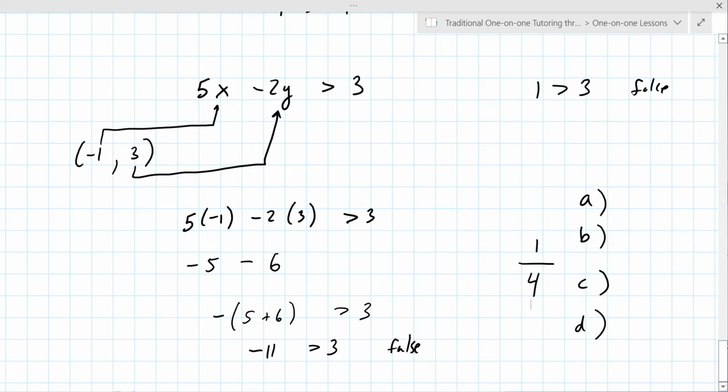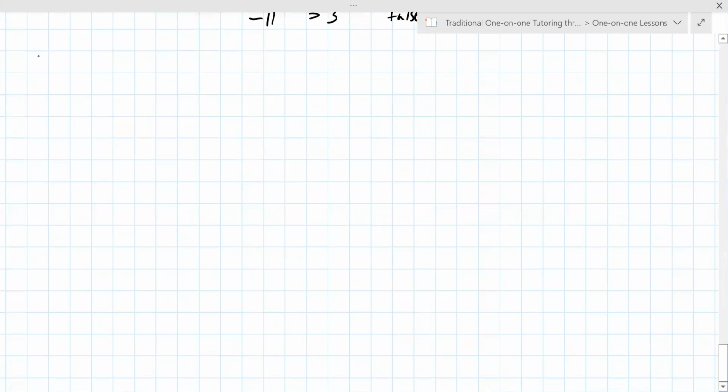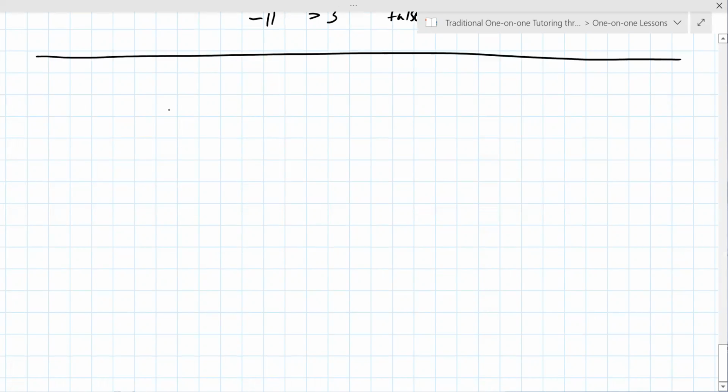Okay, so let's move on. Let's try another one here. Minus 2x plus 4y less than 6. Let's go with the ordered pair -1, comma 2. Yes. So give this one a try, please.